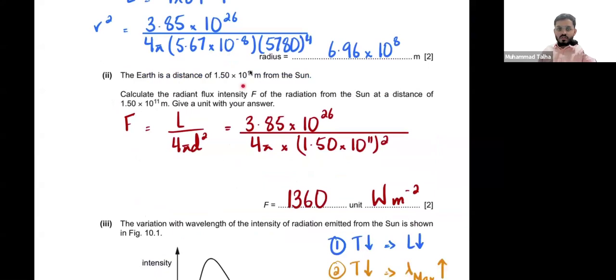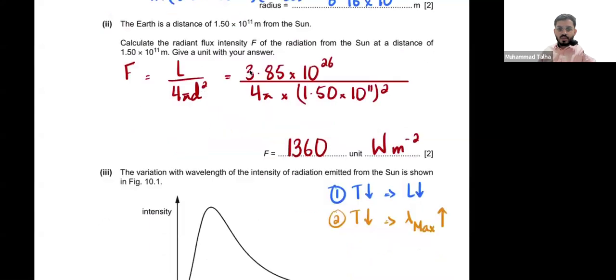Earth is at a distance of this much from the sun. Calculate the radiant flux intensity of the radiation. So I had L above, I now know the distance, so I just use the radiant flux intensity formula and I get the answer. Again, because this is intensity, it's going to have units of power over area, so watts per meter squared. And this is what the value turns out to be.